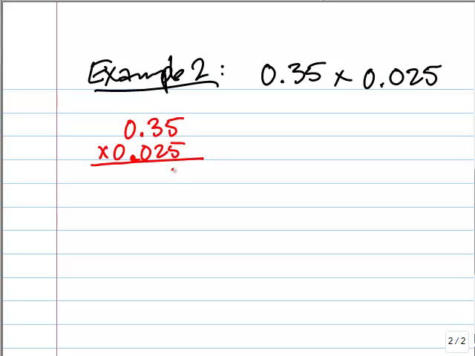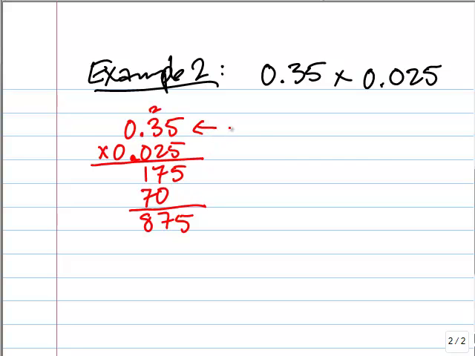So 5 times 5 is 25, carry a 2. 5 times 3 is 15, plus 2 is 17. And then 2 times 35 is 70. So when we add this up, we have 5, a 7, and an 8. So 35 times 25 is 875.